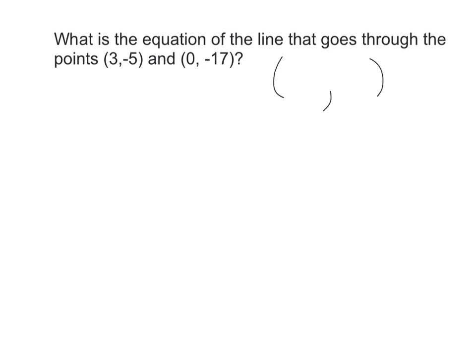The first coordinate is always the x coordinate, the second coordinate is always the y coordinate. We have the coordinates x of 3, and y of -5, and an x of 0, and a y of -17. Now there are two things that we need in order to create an equation. We know that equations of lines in y-intercept form are y equals mx plus b.